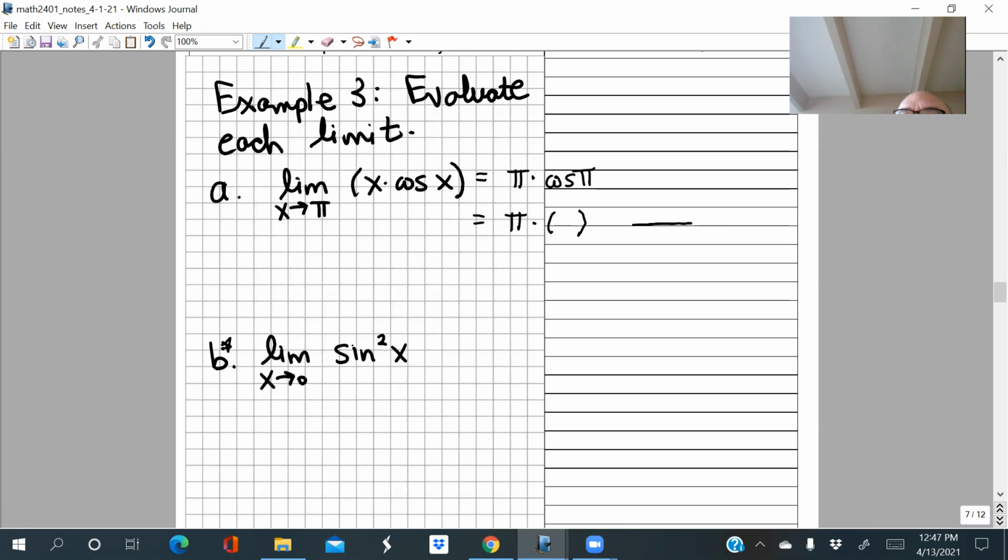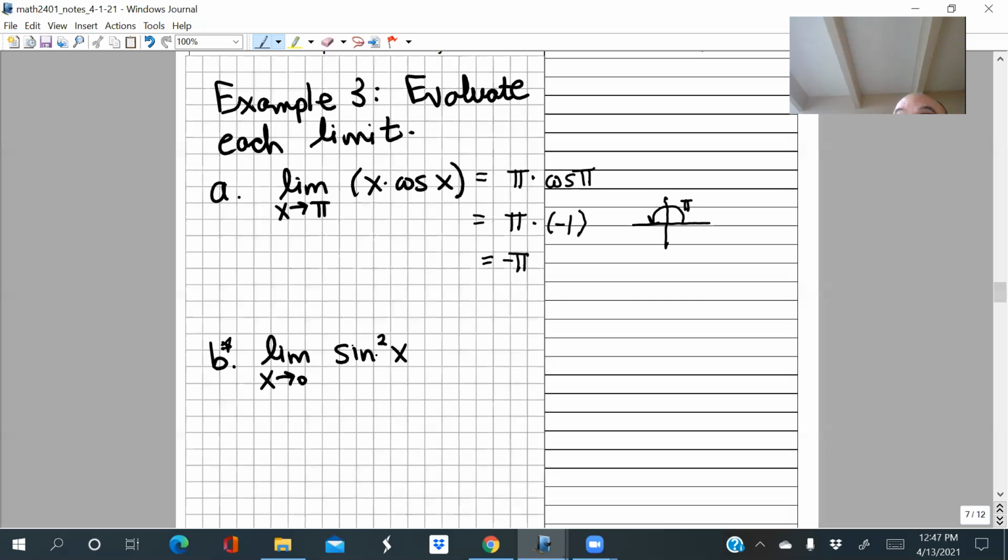Cosine of 0 is 1. So if you have an angle that's opened up to pi, what's that cosine going to be? -1. -1, right. So cosine of pi is -1. So you end up getting minus pi, okay? So if you were to make a graph of x times the cosine of x and look and see where the curve is going as x approaches pi, it turns out the curve is going toward minus pi, okay?